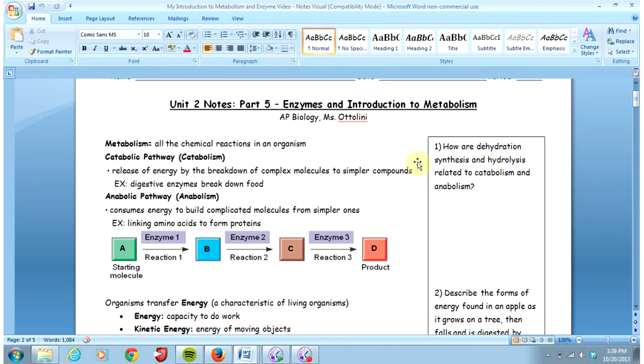Question number 1 asks you, how are dehydration synthesis and hydrolysis related to catabolism and anabolism? Well, let's look at catabolism first. When we're actually breaking down complex molecules, that sounds to me like hydrolysis, since hydrolysis involves breaking down a molecule by adding water. Anabolism, in contrast, is like dehydration synthesis, since in dehydration synthesis we are building more complex molecules by losing a water molecule, dehydrating it.